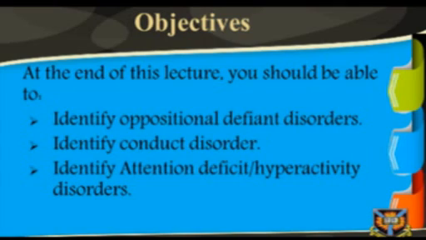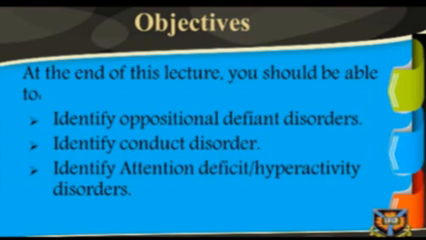Pretest. 1. What are the characteristics of disruptive behavioral disorders? 2. Name the three types of disruptive behavioral disorders. 3. Mention the diagnostic criteria for children with conduct disorder. 4. Mention the three subtypes of attention deficit or hyperactivity disorder. 5. Mention the distinction between oppositional defiant disorder and conduct disorder.